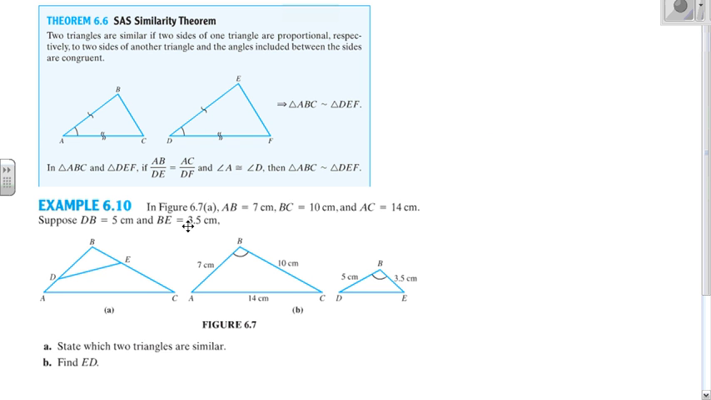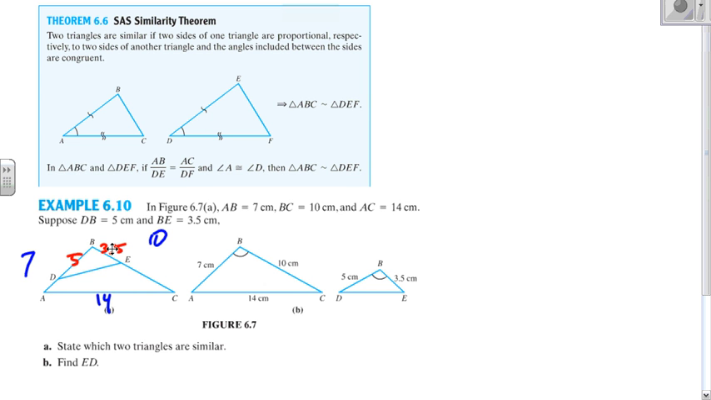So in figure 6.7a, AB is 7, BC is 10, and AC is 14. If DB is 5 and BE is 3.5, state which two triangles are similar.